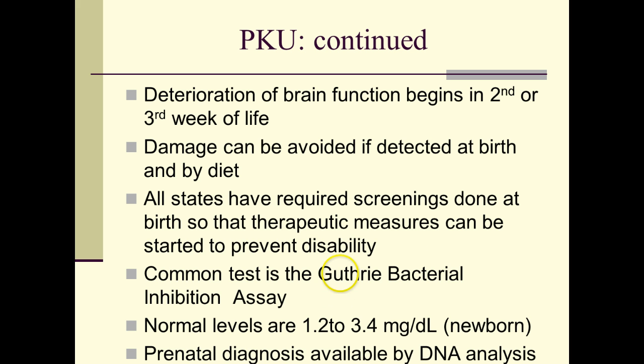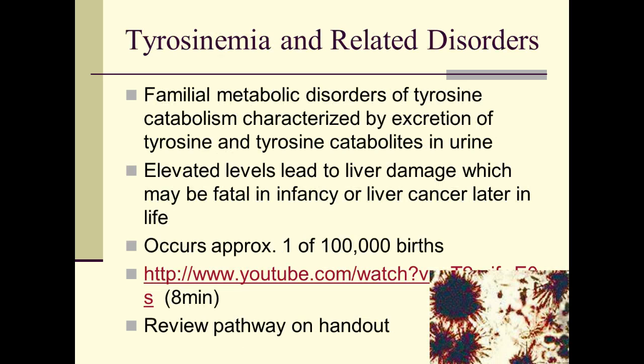A type of testing that is done is the Guthrie bacterial inhibition assay. Normal levels are usually 1.2 to 3.4 milligrams per deciliter. And we can also do prenatal diagnosis by DNA. And that's usually not something that would be done unless we know that the mom has had other children with this issue. The next one is tyrosinemia. This is a familial metabolic disorder of tyrosine catabolism characterized by excretion of tyrosine and tyrosine catabolites in the urine.